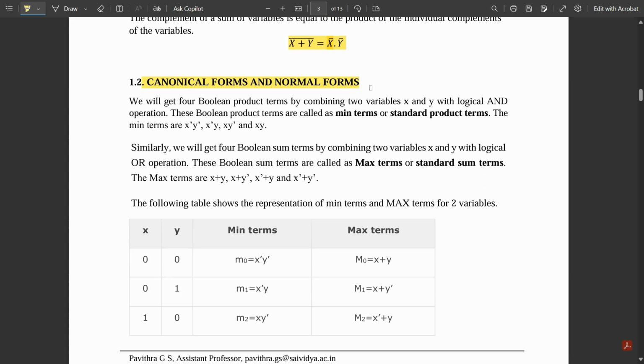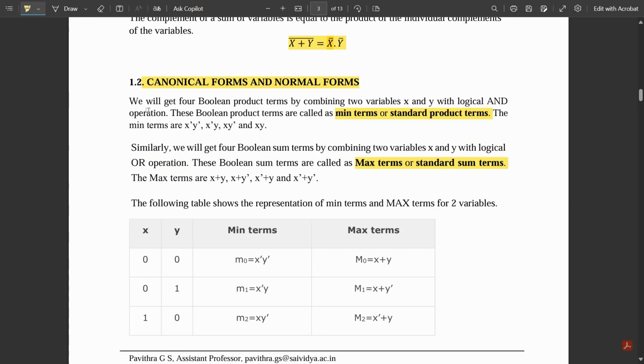Okay, so under canonical forms and normal forms, we have two important sets of terms which you need to remember. One is called min terms or standard product terms. One is called max terms or standard sum terms. Okay, so what do you mean by min terms and max terms?